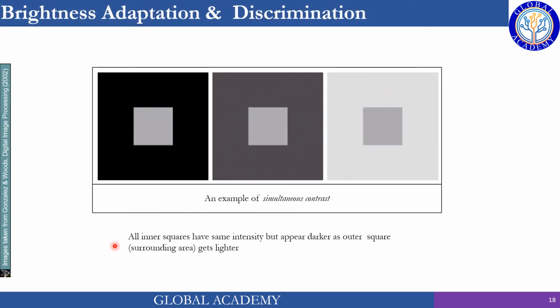Here's another example, which is just like the example of simultaneous contrast. All inner squares have the same intensity but appear darker as the outer square surrounding area gets lighter. So here it is the same grayscale or same color, but it feels like a lighter shade, whereas this inner box feels like a darker shade.